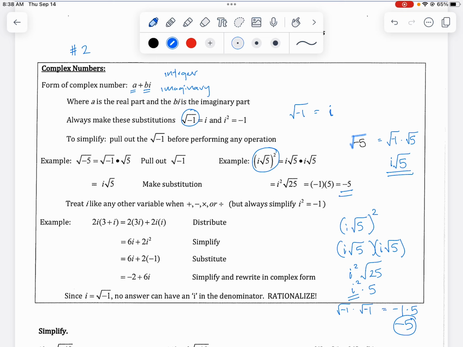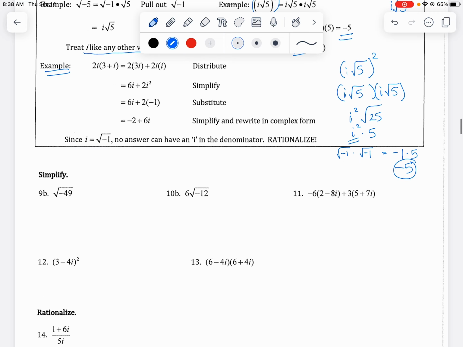Okay, next, a little note here: we're going to treat i like any other variable when we're performing an operation, but I always need to simplify i squared. So for example, let's look at number 11. I can see that there are some i's in this problem. The imaginary unit is in this problem, but I'm going to treat it like any other problem where there's a variable. So I'm going to distribute.